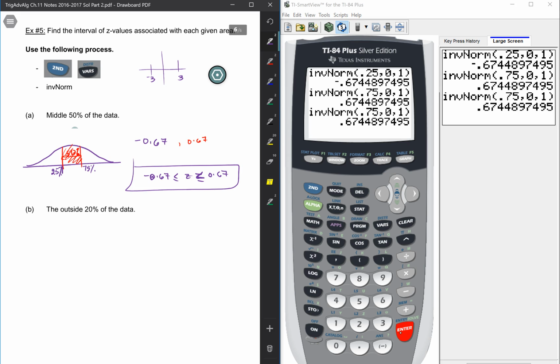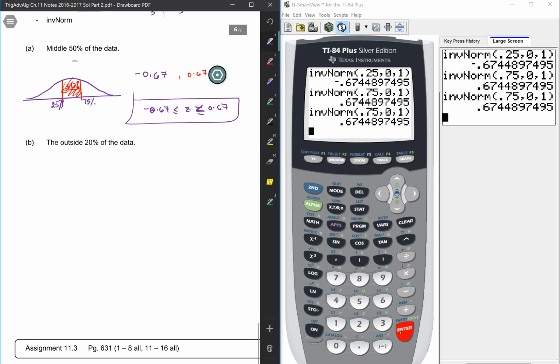Okay? So what this is saying is, if you pick a number from that red region, the possible values for the z-score are going to be somewhere between -0.67 and 0.67. So for example, would z equals 1.2 be a possibility for this red region? No. But would z equal to 0.5 be a possibility for this? Yeah. Okay. All right.